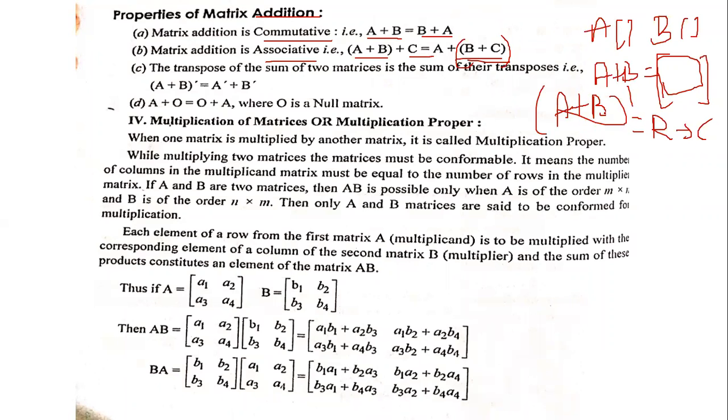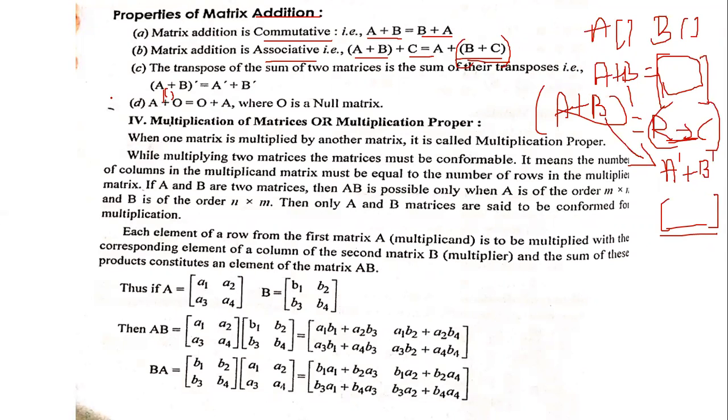Correct? Now when you find the transpose of this matrix, whatever matrix you get will be equal to the transpose of the matrices individually. When you add the transpose of A and B here, this and the resultant matrix here will be the same. So that is, the transpose of the sum of two matrices is the sum of their transposes.